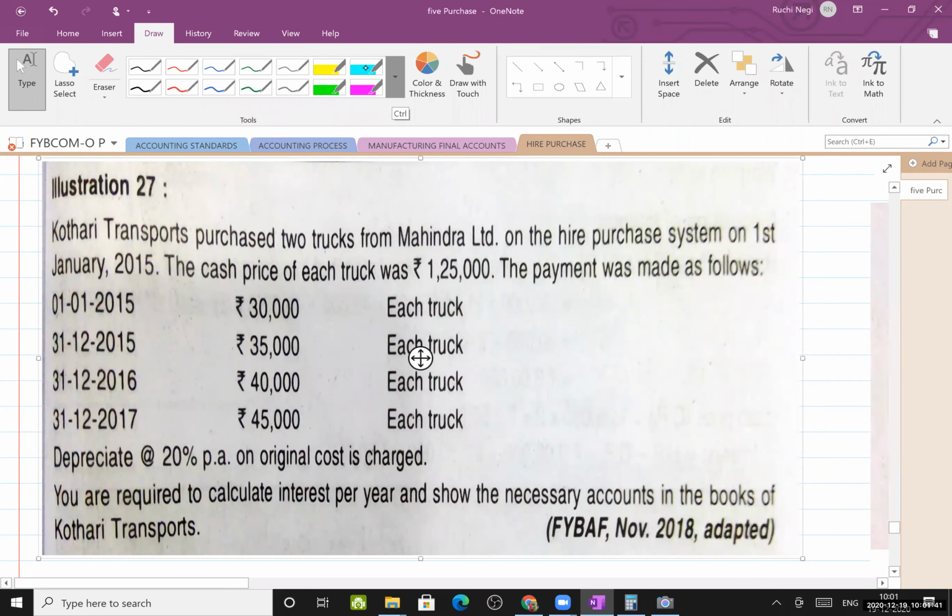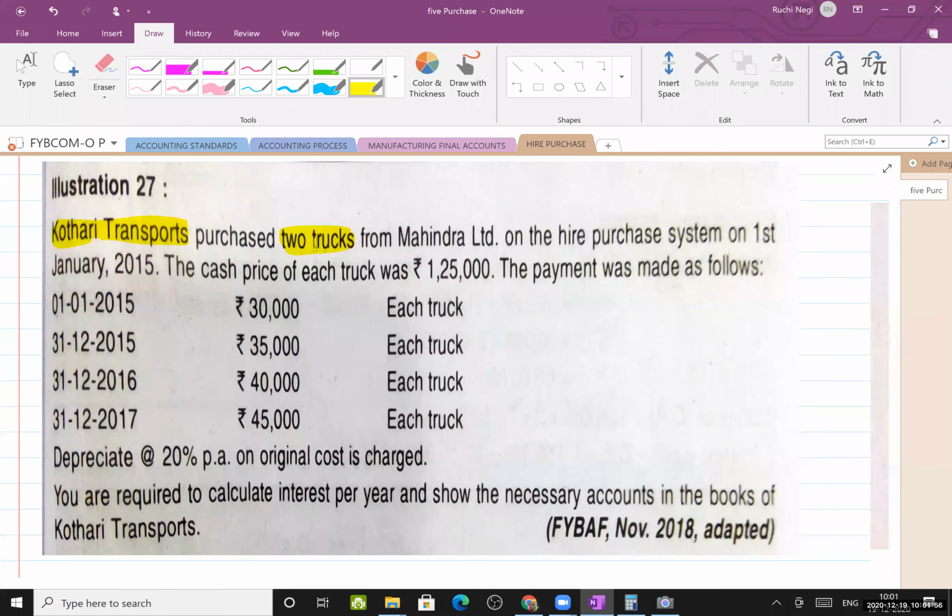Okay, so let's see what is the uniqueness in the question. Kothari Transports purchased 2 trucks. Generally, in all the sums we have done so far, we buy only one asset. Here 2 have been purchased, okay, from Mahindra Limited on hire purchase system on 1st of January 2015.